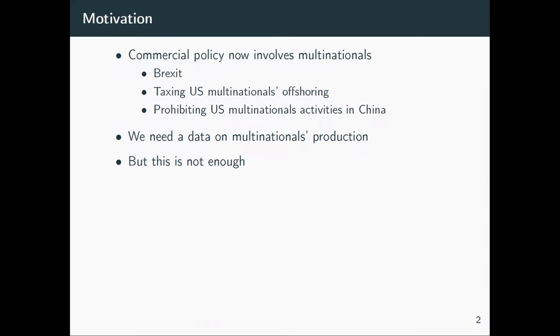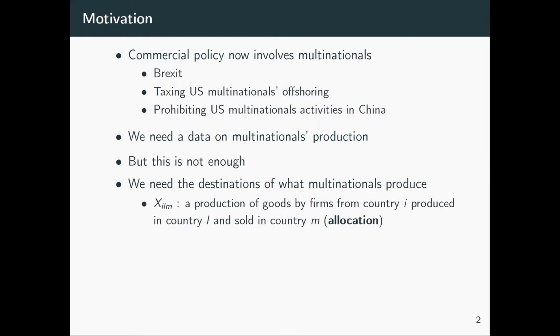Let's think about the case of Donald Trump's idea of prohibiting US multinationals from operating in China. If these US affiliates in China are selling to countries like Japan and Germany, these countries will also be impacted by the policy. If these affiliates in China are selling things back to the US, the policy ends up backfiring. The thing is, we need the destination of what multinationals produce.